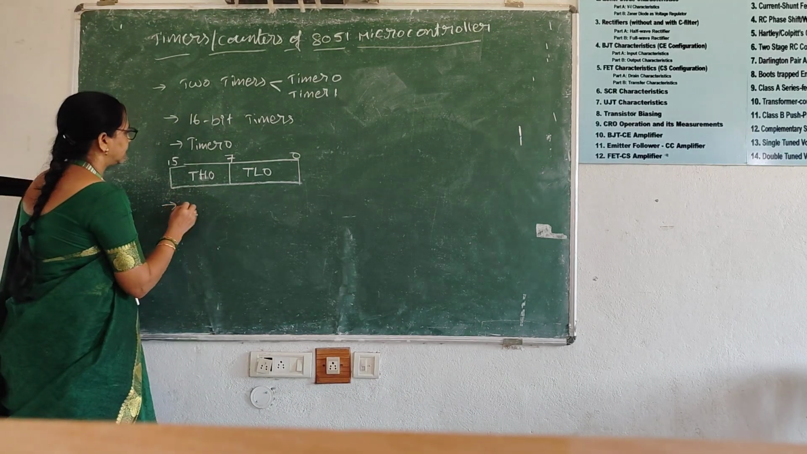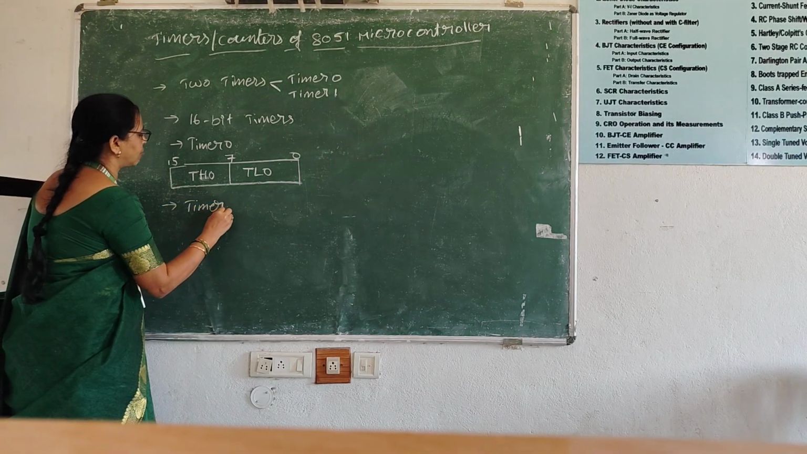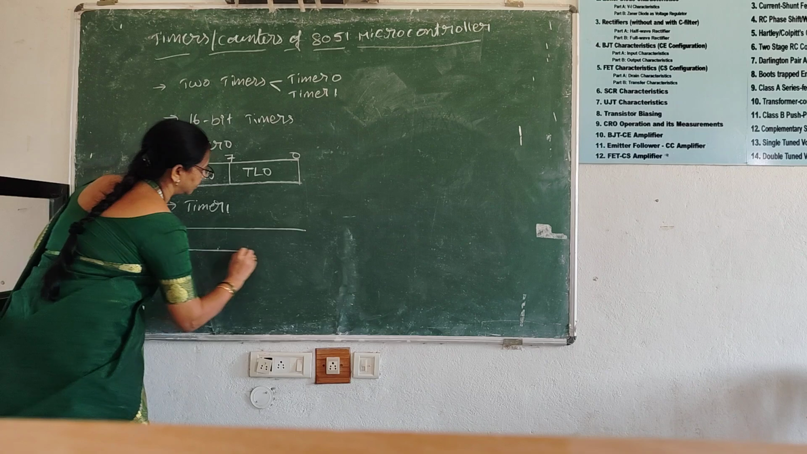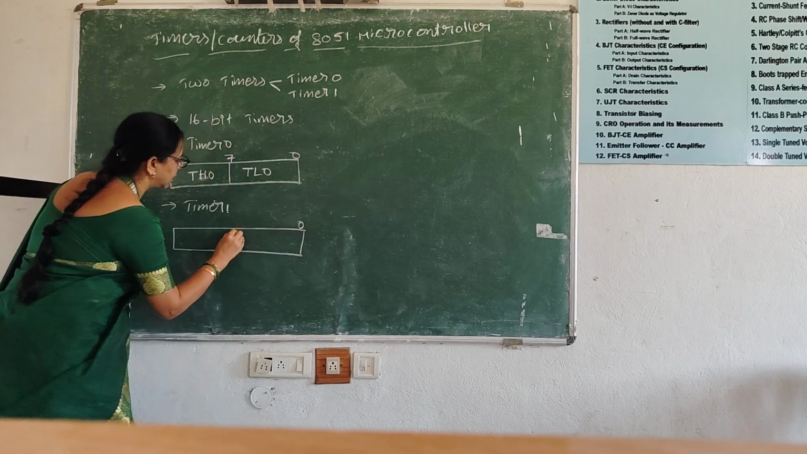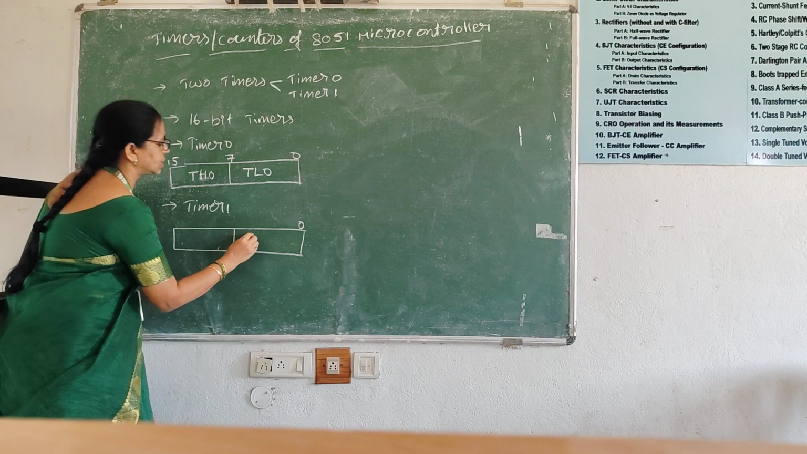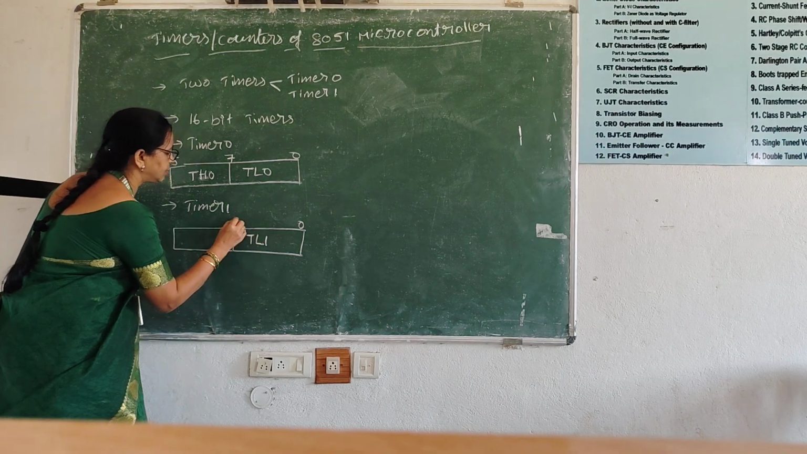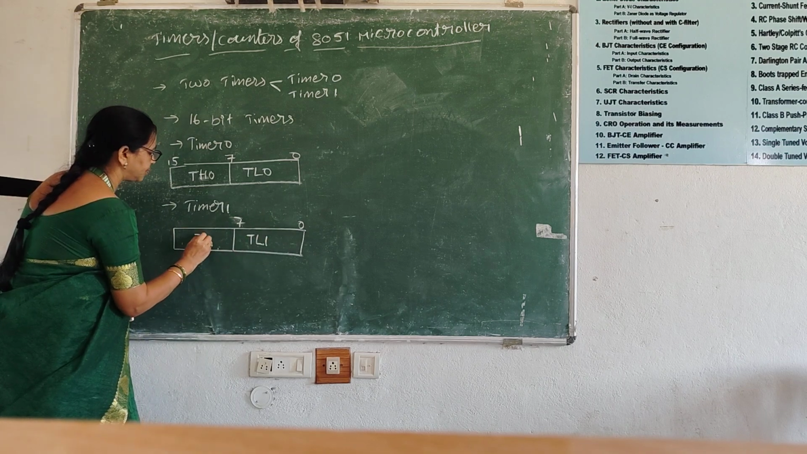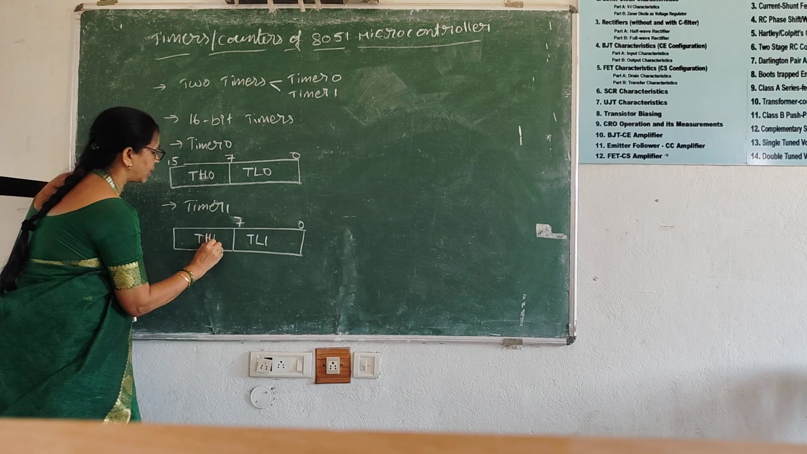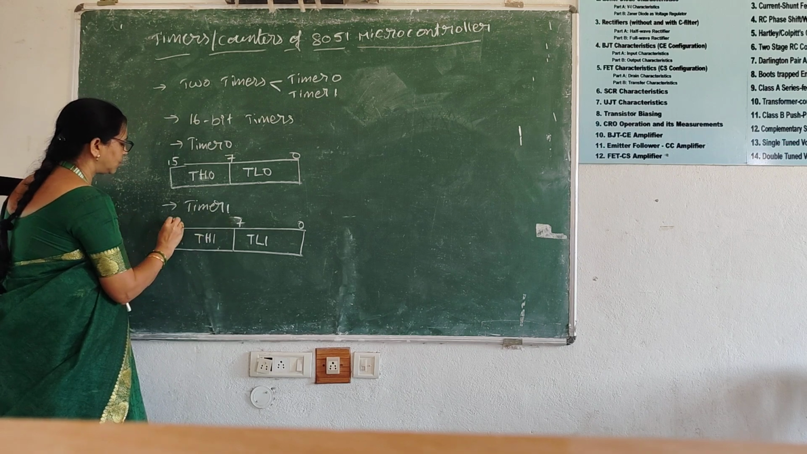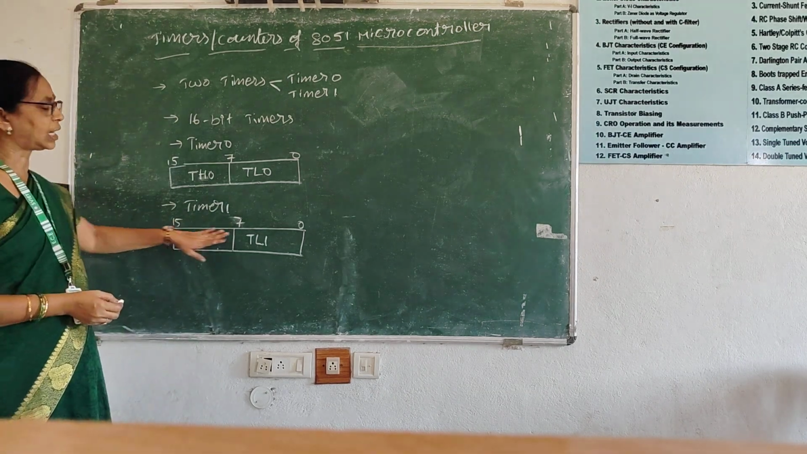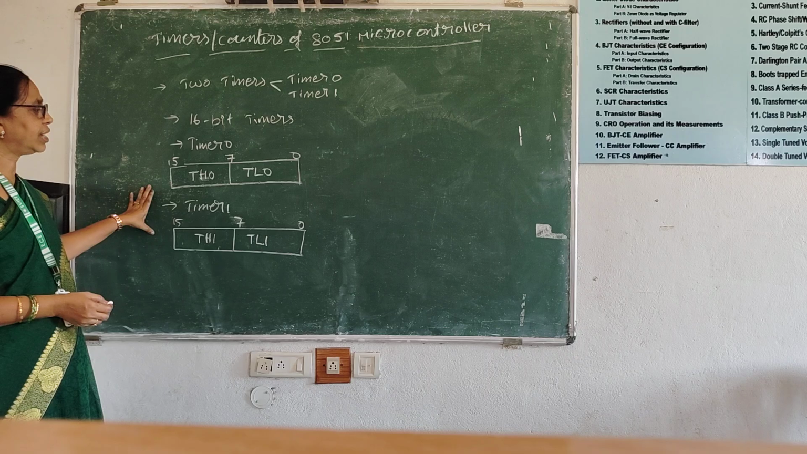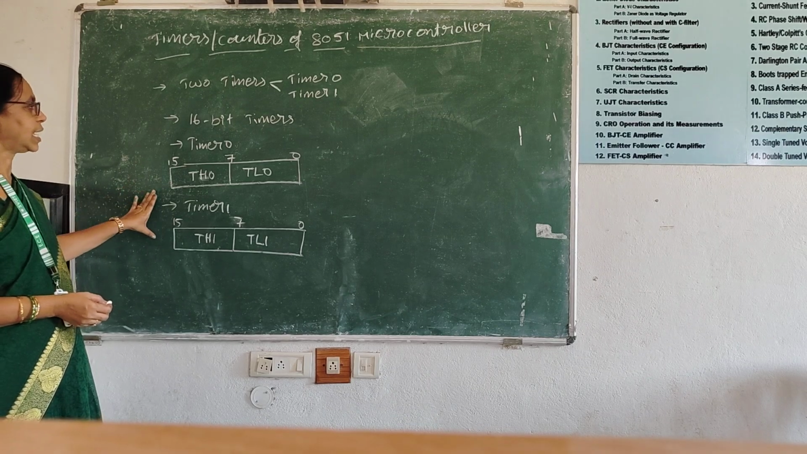Just like timer 0, timer 1 is also a 16-bit register. This register can also be divided into two parts: TL1, bits 0 to 7, and TH1, bits 8 to 15. It is a higher byte and lower byte. In these two timers we can load the required 16-bit number.